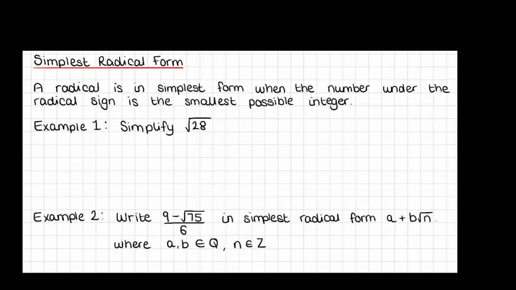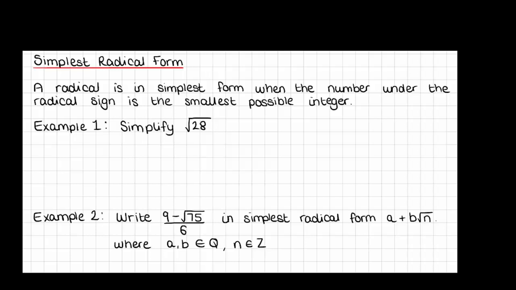Hi again. So this video is going to be on simplest radical form. A radical is in simplest form when the number under the radical sign is the smallest possible integer. To do that, we look at the value underneath the radical and we want to find two numbers that multiply to get that number, where one of them is the biggest possible square number.